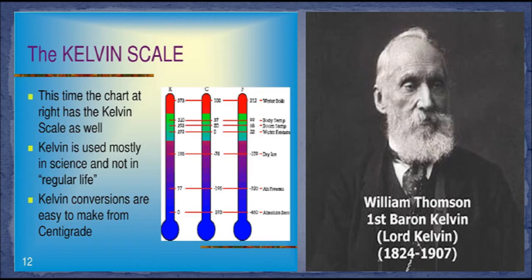Kelvin scale. The Kelvin scale was invented by Lord Kelvin. It is used mostly by scientists in laboratories all over the world. On this scale, the freezing point of water is 273 Kelvin and the boiling point is 373 Kelvin. The degree sign is not used in the Kelvin scale. Kelvin is also the SI unit of temperature.